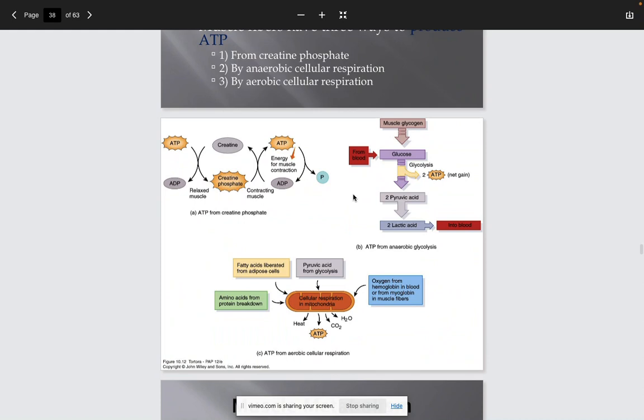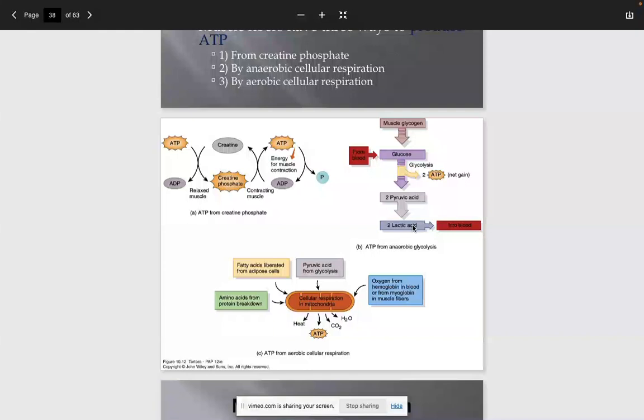Here, ATP is being generated from creatine phosphate. As ATP is hydrolyzed into ADP, we see here that creatine is becoming creatine phosphate and allowing muscular contraction to occur. And then we see muscle glycogen. This occurs through a process called glycogenolysis, in which glycogen is broken down into glucose. Glucose can then undergo the glycolytic cycle and produce pyruvic acid. Pyruvic acid can be broken down into lactic acid, and lactic acid will often occur in these fast twitch muscle fibers that are going to have some anaerobic activity.